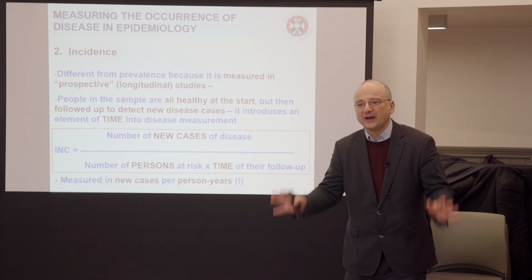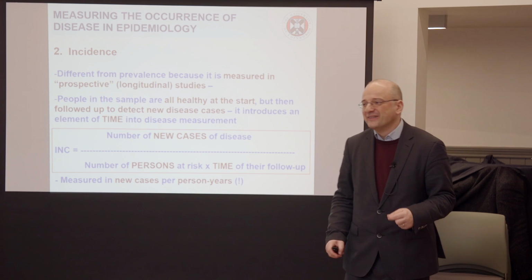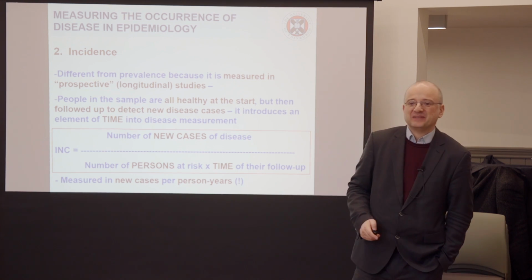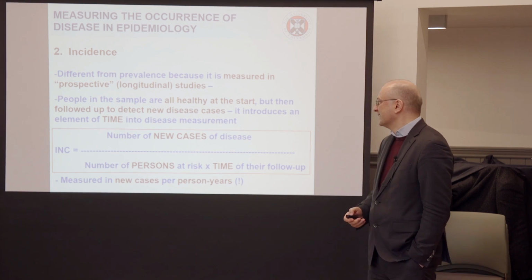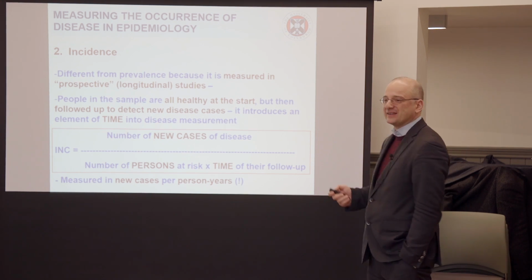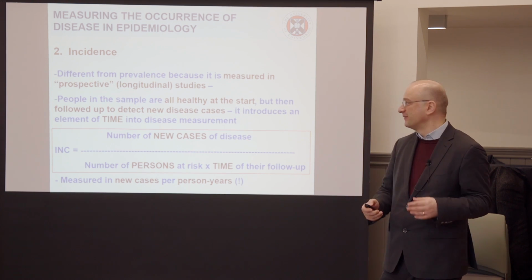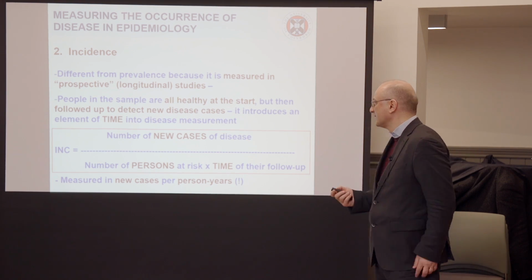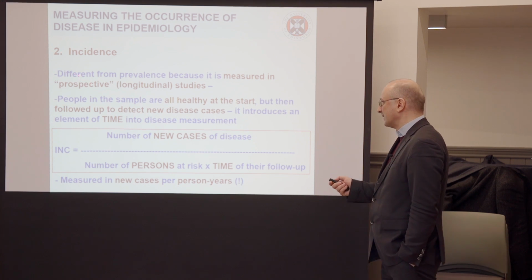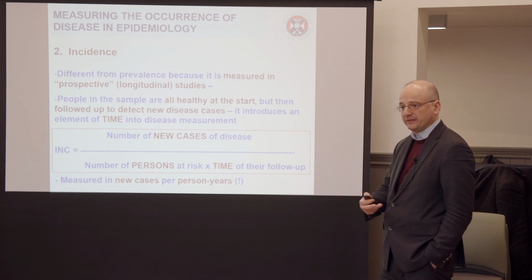Good, so that was prevalence, which was by far the simplest measure. Now we can go to a bit more complicated measures of the burden, which are also of interest. One of them is clearly incidence, right? Incidence is our favorite in epidemiology. We love knowing about incidence. Incidence tells us so many things at the same time. Incidence is different from prevalence because it's measured prospectively, in longitudinal studies.